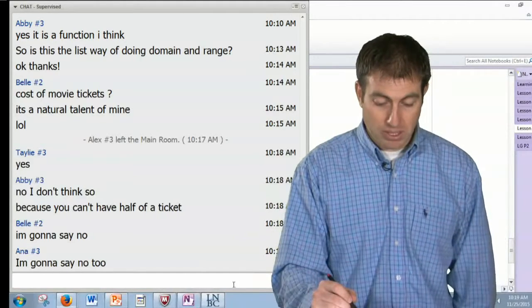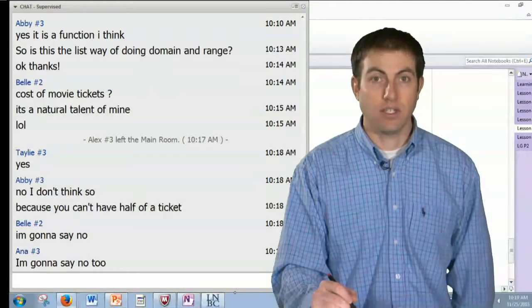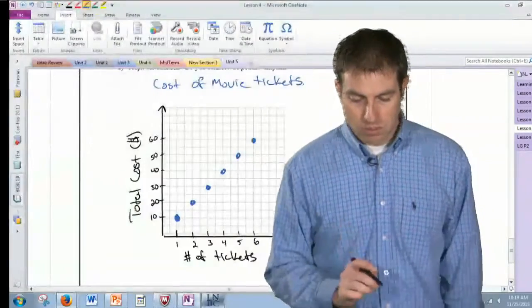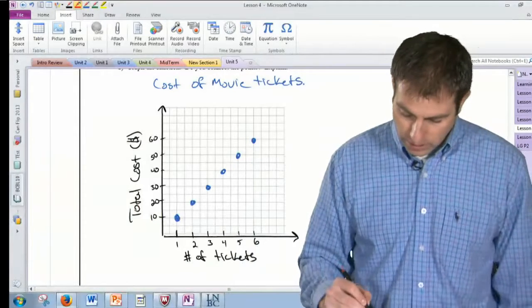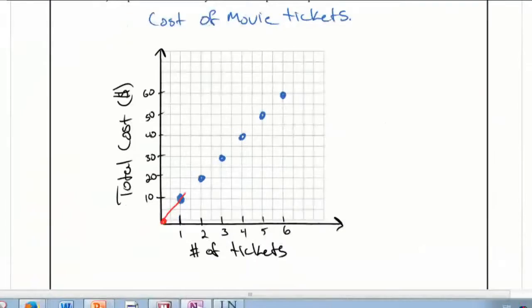I think what Abby said was really great. Can you buy half a movie ticket? So let's think about that. I'm going to maybe just draw a little red line here. If I had 0 movie tickets, and if I have a line going through these points, what that means is I have some data here. Like a line is a bunch of little points connected together, right? So that means I have exactly what Abby said, half a ticket. If I bought 1.5 tickets, that would cost, what does that cost? $30. Or no, $15. Does that make sense?